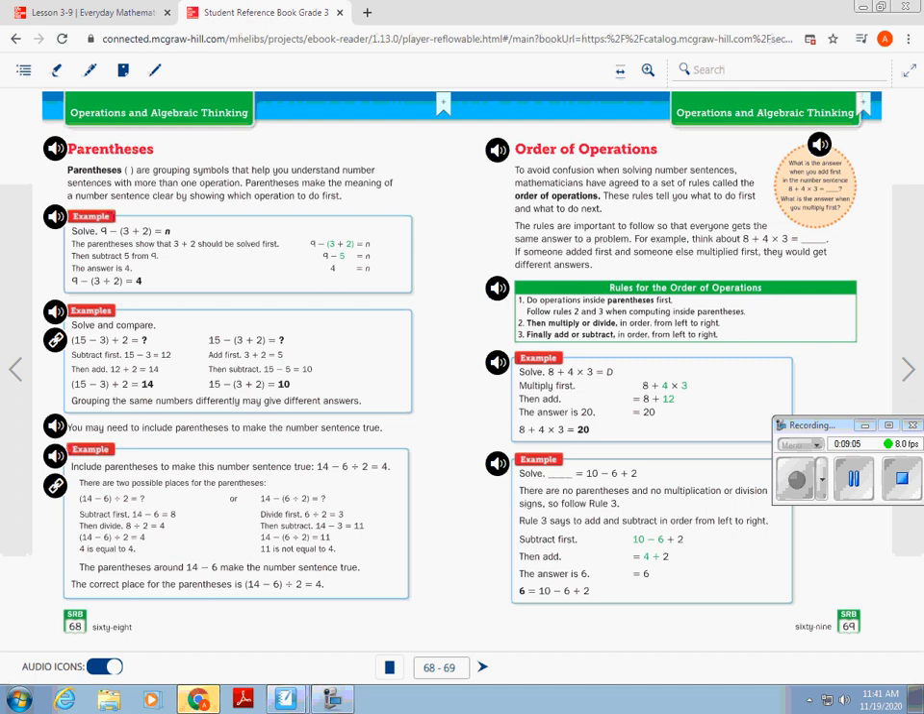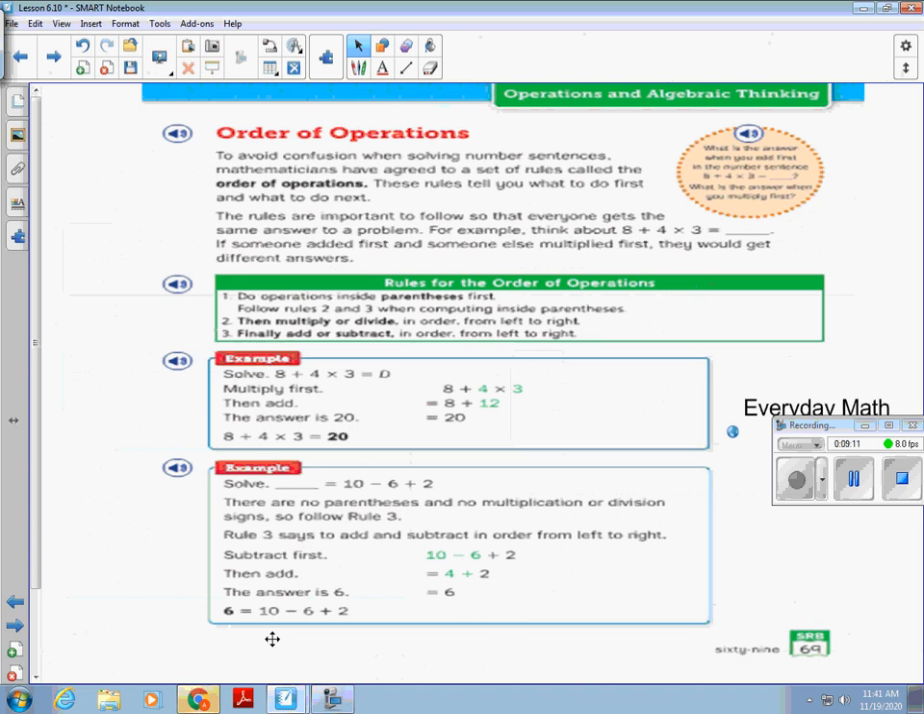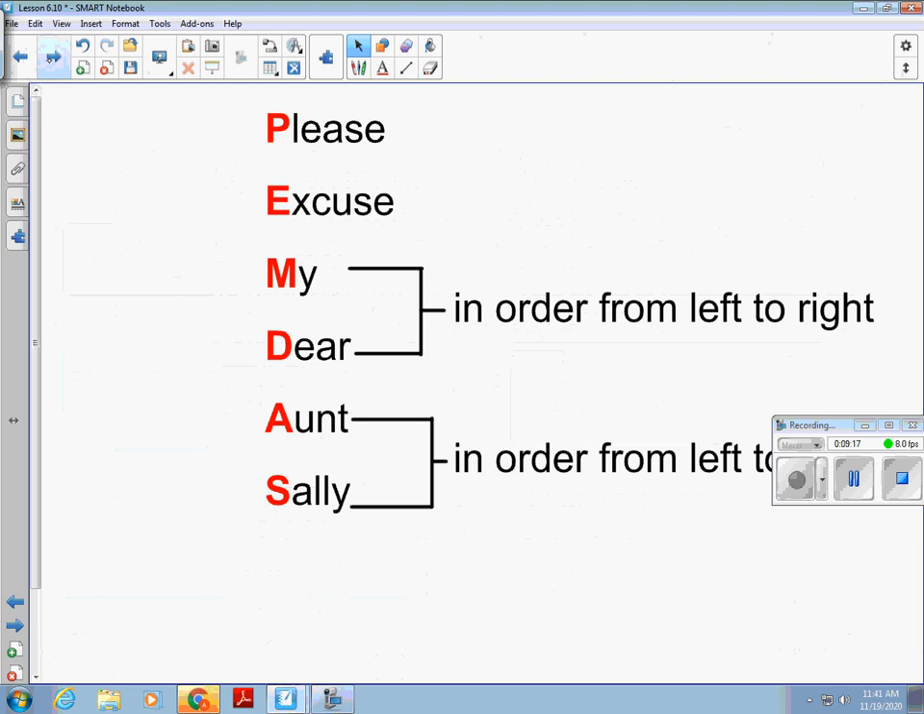All right, let's go back to our page that we were working on. Okay, and here is a saying that we have: please excuse my dear Aunt Sally. And this kind of gives us a reminder of what order we should do things in. Please excuse my dear Aunt Sally. Please would be my parentheses.